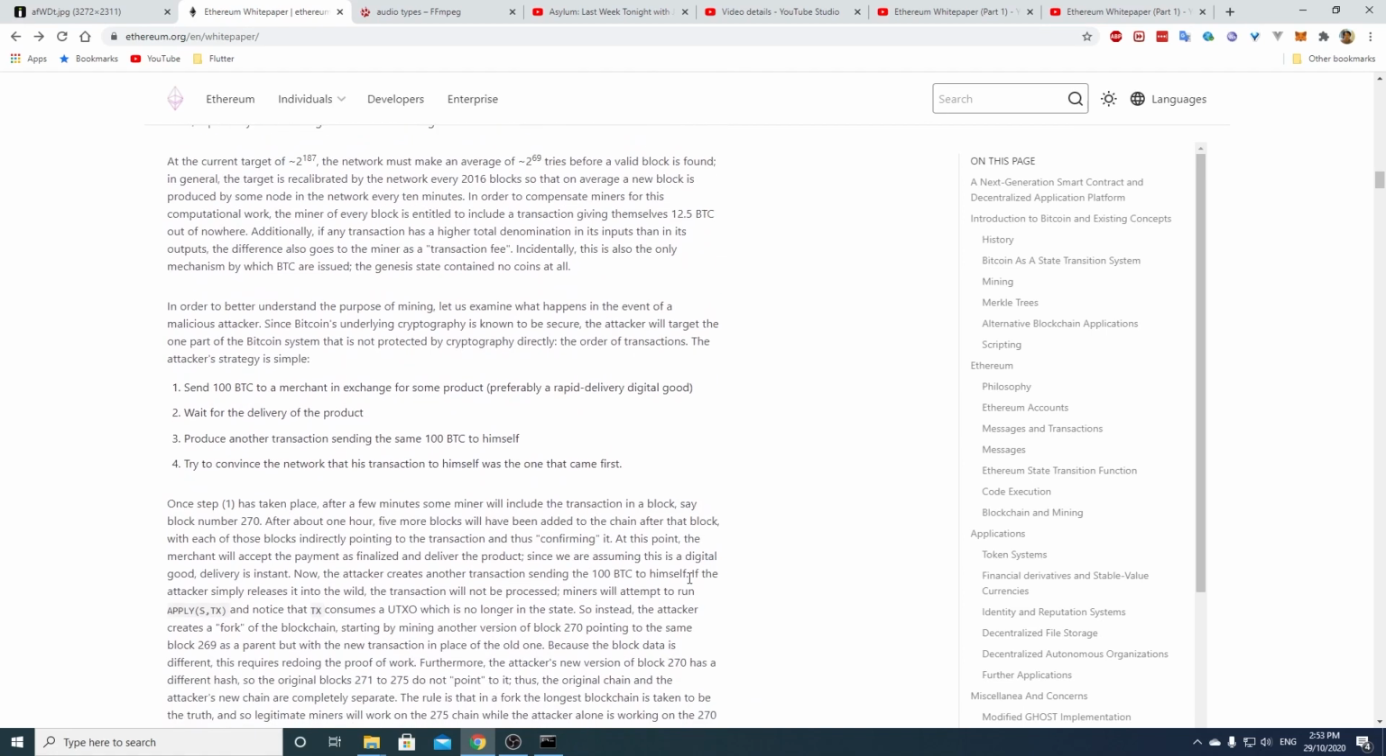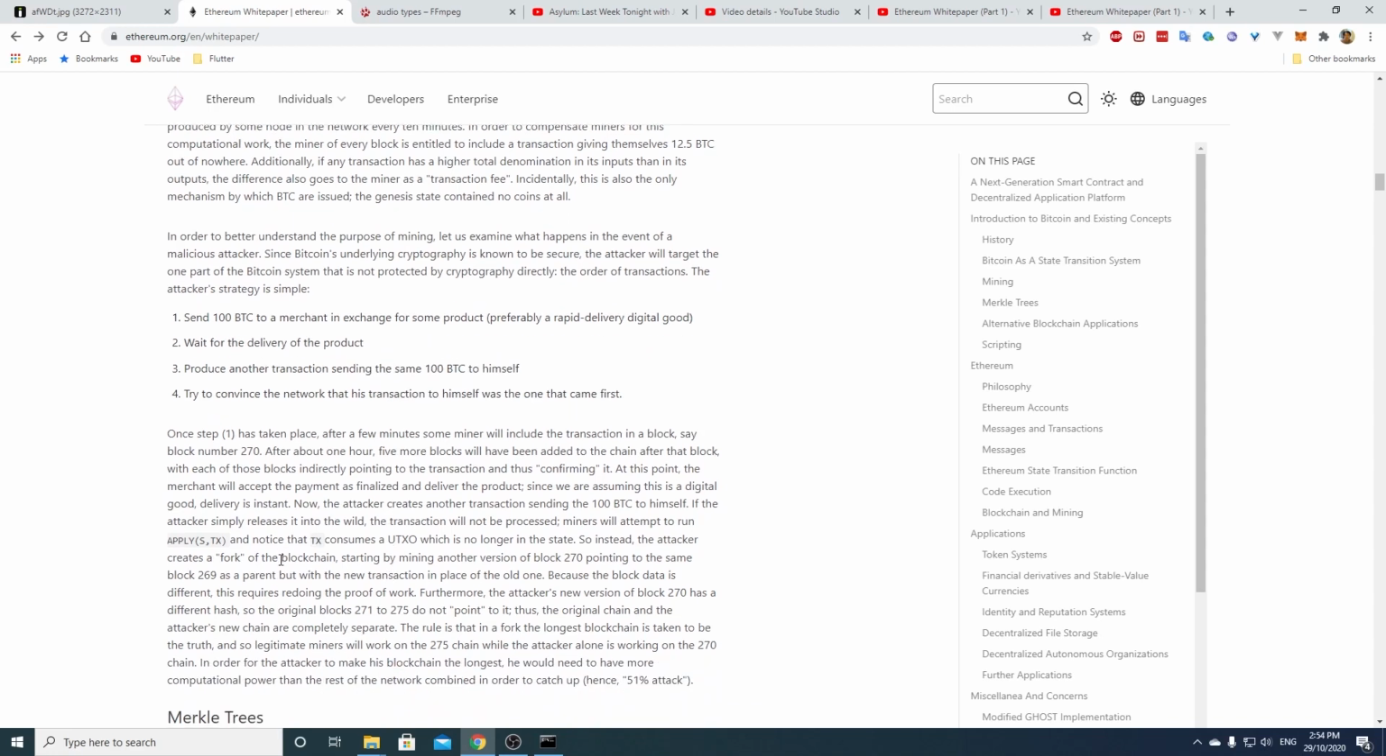Alright, so we're here. The miners will attempt to apply the function, and notice that the transaction consumes a UTXO which is no longer in the state. So actually the miner will just not find it, so it doesn't know if it was there or not. The UTXO entry was deleted. As far as the miner is concerned, whether it was in the UTXO set before or not doesn't matter. It's just not a valid UTXO because it's not in the state. So instead, the attacker creates a fork of the blockchain.